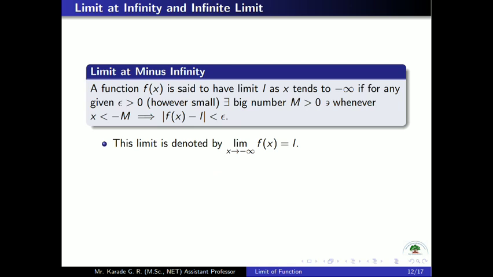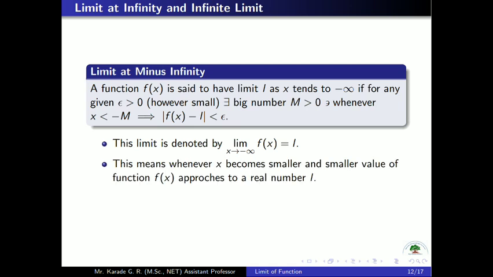This limit is denoted by limit of f of x as x tends to minus infinity is equal to L. This means whenever x becomes smaller and smaller, value of function f of x approaches to a real number L. For example, limit of the function e raised to the power x as x tends to minus infinity is equal to 0. Okay, as x becomes smaller and smaller, the functional values of function e raised to the power x approach towards 0.